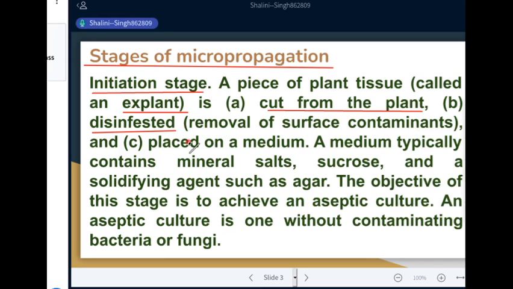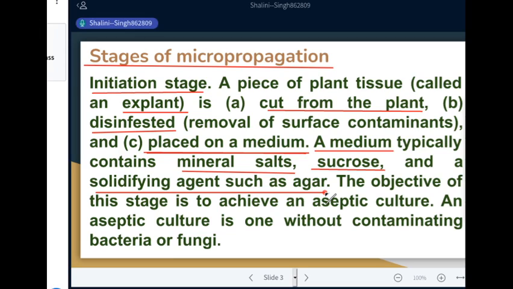After the disinfection, the explant is inoculated onto the medium. Inoculation is the process in which the explant, after surface sterilization, is placed onto the nutrient medium. Nutrient medium plays a very critical role in micropropagation. This medium provides all the nutrients required by the plant cell for its growth and development. For this, the medium contains mineral salts required for growth, a carbohydrate source, mostly sucrose, and a solidifying agent such as agar.